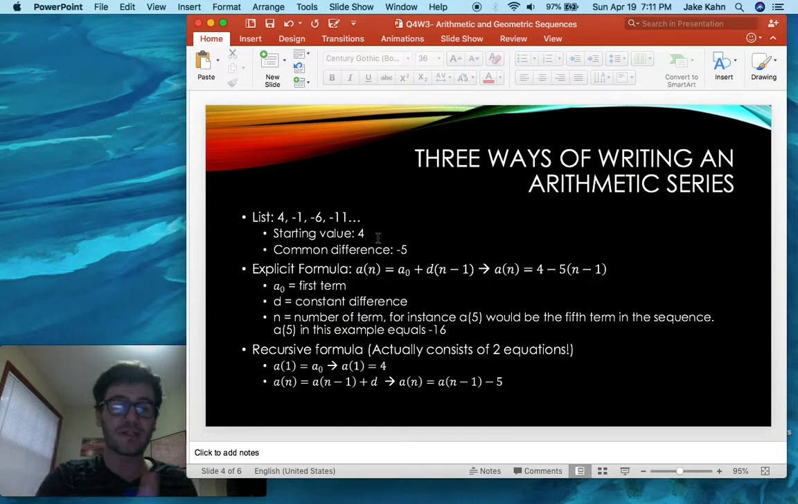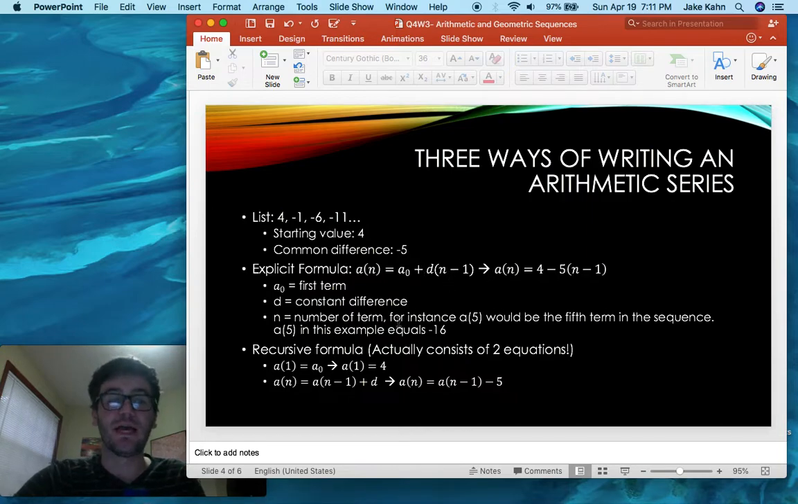Now, what we're going to focus on this week is notation for writing these arithmetic sequences in 2 ways: explicit formulas and recursive formulas. Explicit formulas are written in this way right here. It says a sub n, meaning the nth term in the sequence, is equal to a sub naught plus d times n minus 1. What do these things mean?